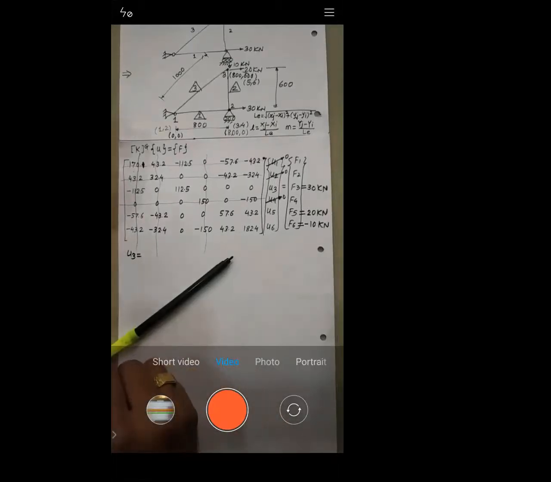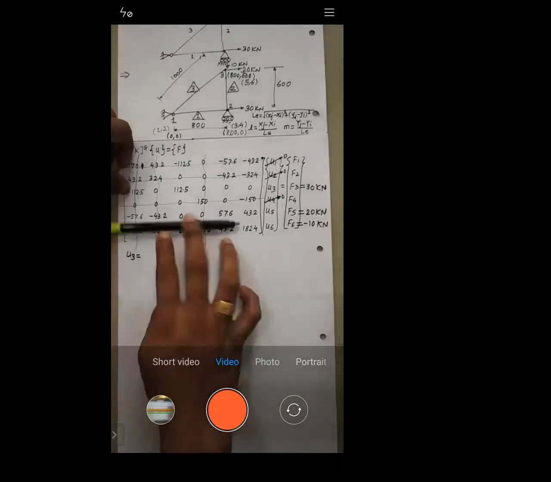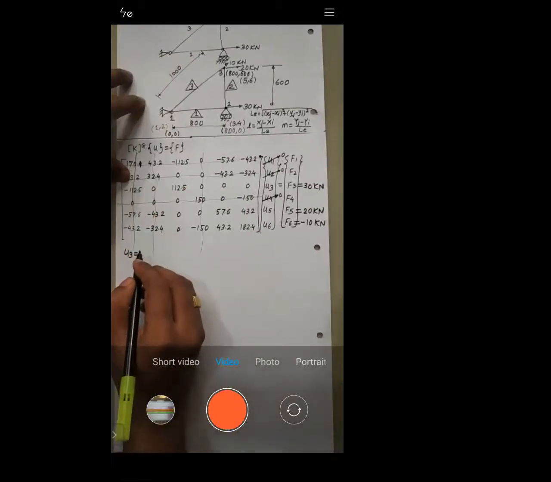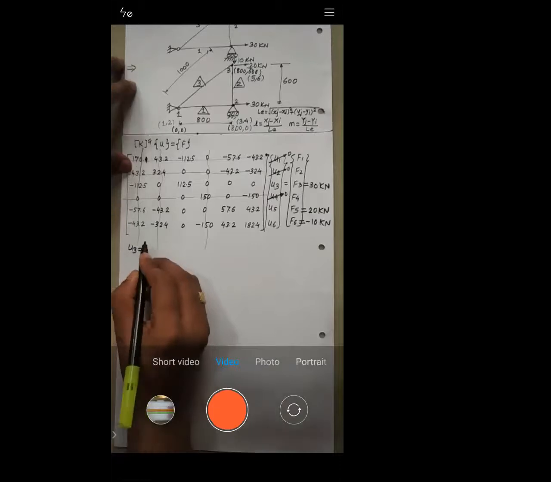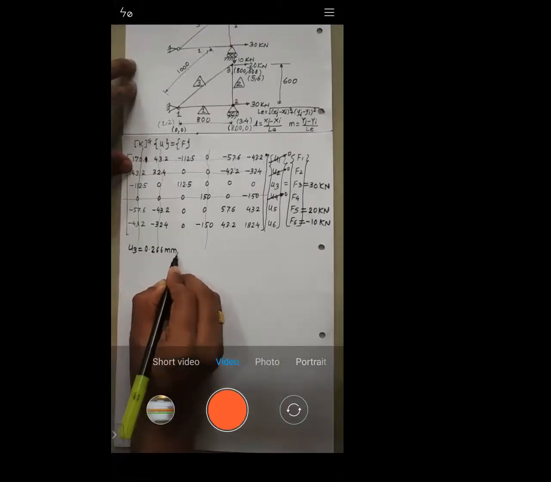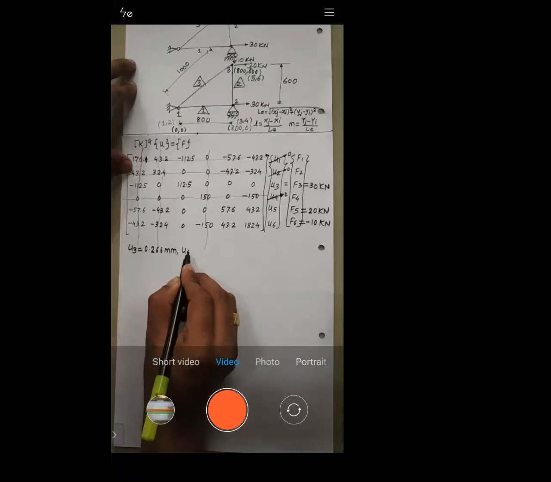0.267. All of you getting same answer? U3? 0.266. 0.266. It is in mm. U3 are done.